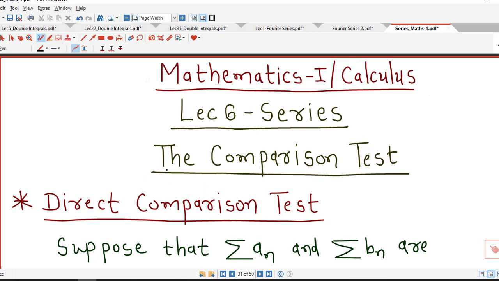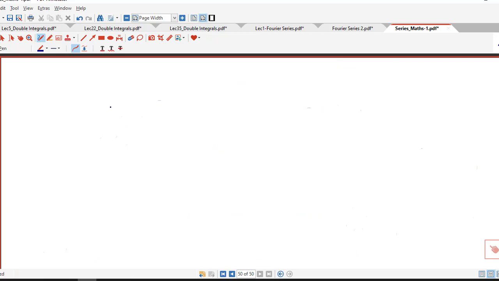In this lecture we will talk about the comparison test to check the convergence of infinite series. So first we discuss what is comparison test, and if we recall, we have seen in previous lectures different types of series. We have seen that if we have geometric series sigma a into r raised to n minus 1, then the geometric series is convergent if and only if the absolute value of the ratio is less than 1.